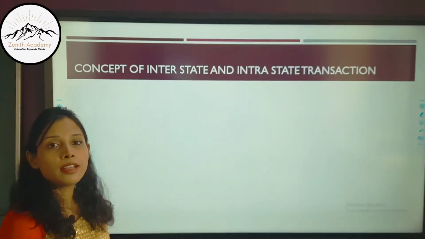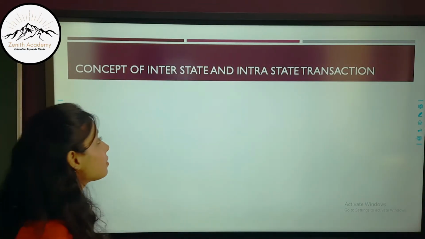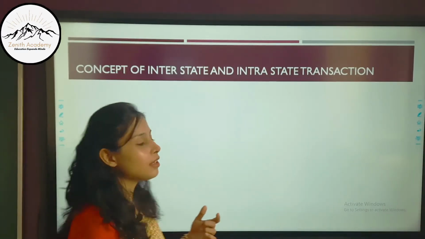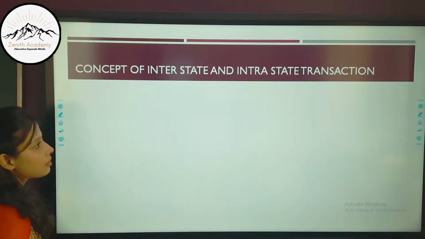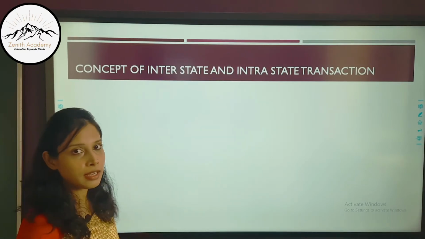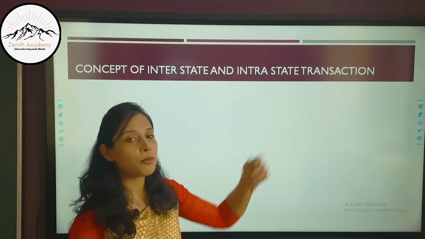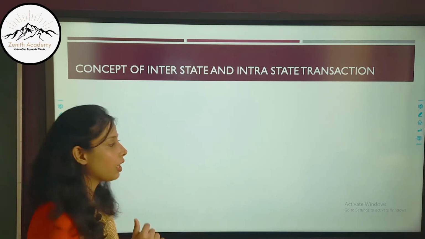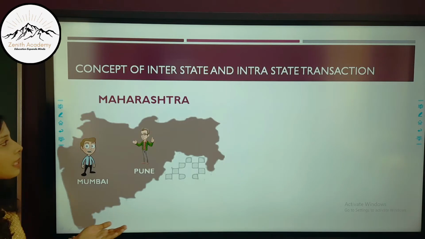Now to learn the GST calculation, what we first need to understand is the concept of interstate and intrastate transactions. So let's first understand what is intrastate. That is within the state. Intrastate always means within the state. Okay. So what is that? See, we have taken for an example the state of Maharashtra.